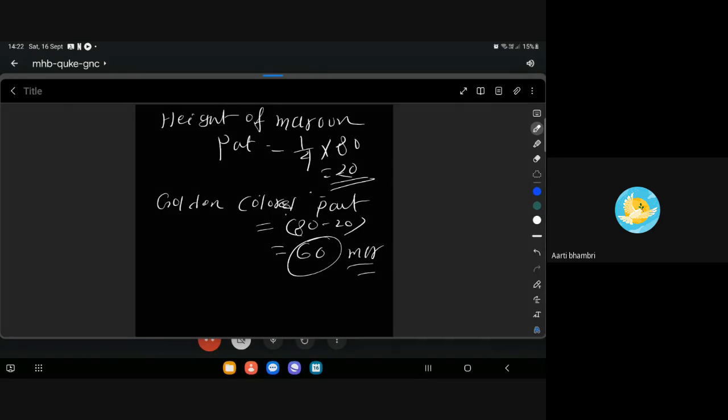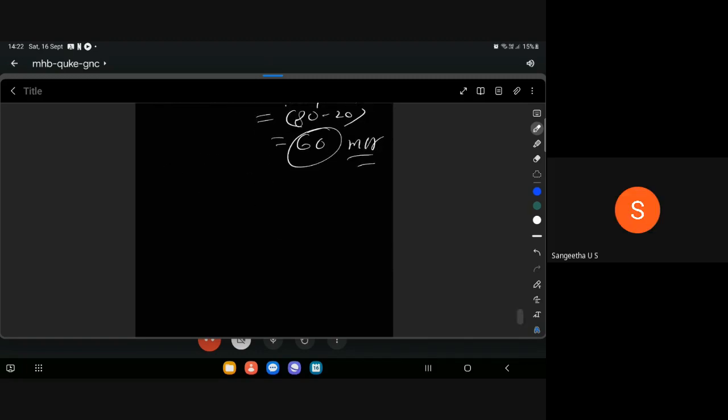Now, one thing if you notice, they have told you that the height of the golden color part is 450. You have to find the height. Now see, we have also found out that the height of the golden color is 60 when our height is 100 meters. So 1 meter is how much? 60 by 100.